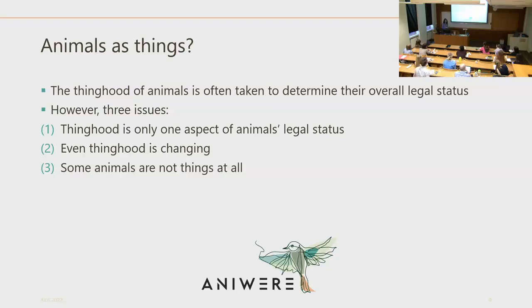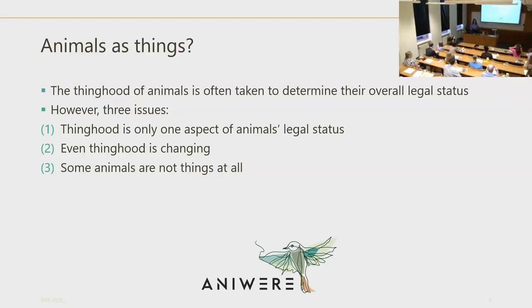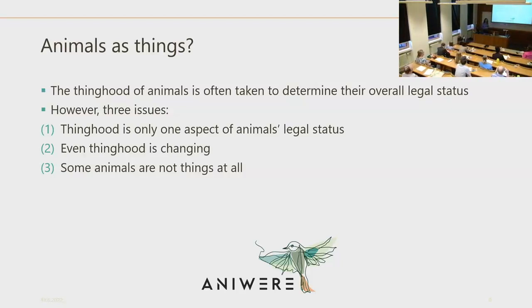To summarize a little bit: first of all, are animals things? Well, first of all, I think many animals are things. Most animals are things, meaning property. But that's only one aspect of their legal status. On the other hand, thinghood is changing, at least for companion animals, for instance. And some animals are not things at all.